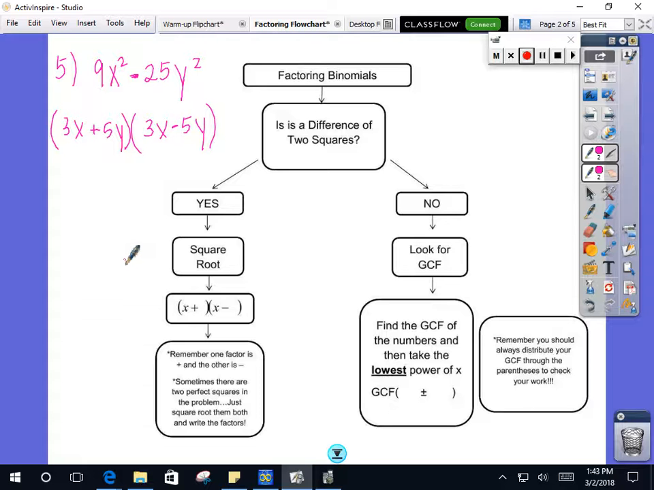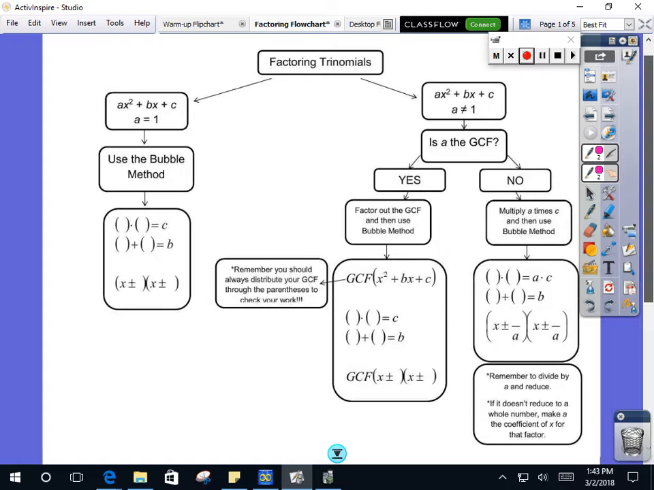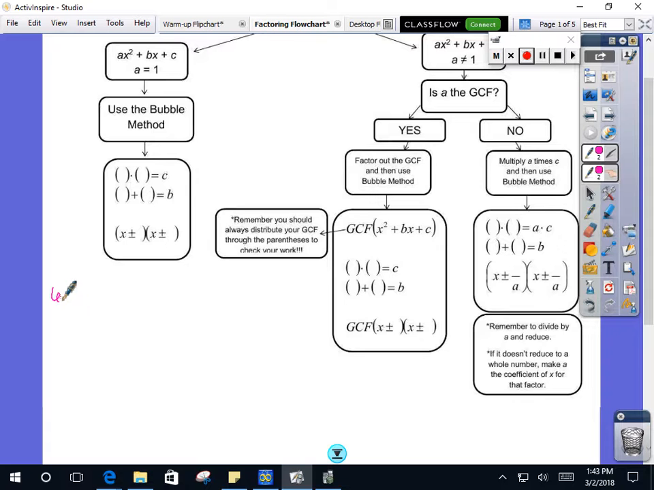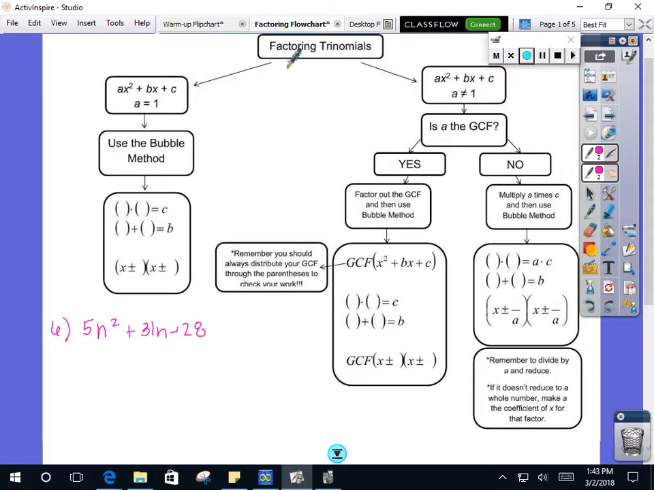Okay, number 6. Is it a binomial or a trinomial? It is a trinomial, so you need to go back to the other side. Okay, number 6. 5n squared plus 31n minus 28. The first thing it asks on this side is if a equals 1 or does not equal 1. It does not equal 1 because a is a 5.